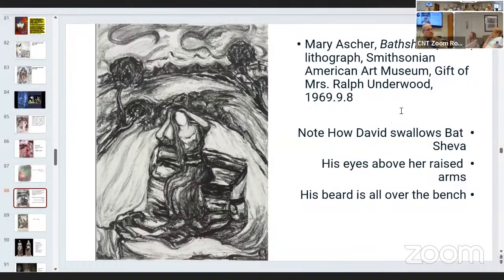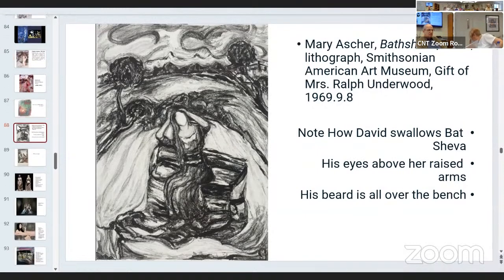This was a beautiful picture, I thought, by Marie Asher, 1963. It's in the American Art Museum. But note how David swallows Bathsheba. You see David's beard here, all over Bathsheba. His beard is all over, surrounding the bench. His eyes are raised above her arms. You see his eyes here? This is like a monster taking over this human being. Very powerful painting. Very, very powerful painting.